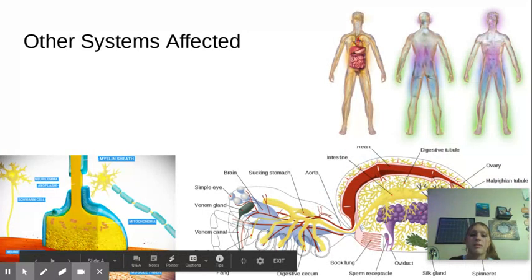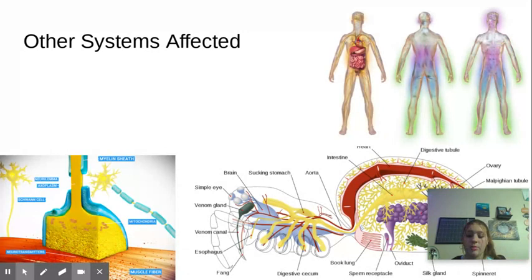And then some other systems affected. So the nervous system can be affected by this type of disease because when you break a bone or hit your bone up against something, you have nerves in your bone. So all those nerves start to tingle and hurt, and you just don't feel like doing anything. And that's how it affects it.